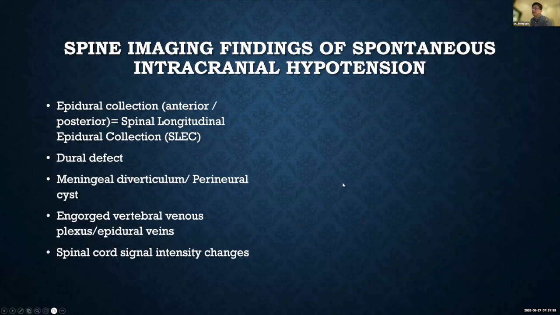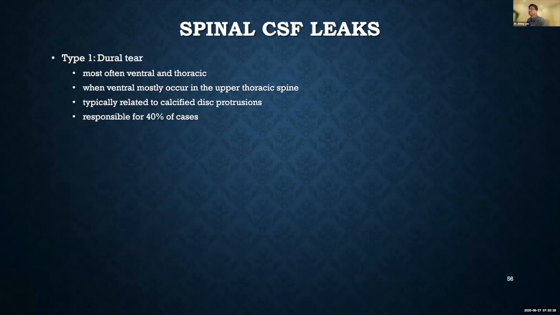Now, what about the spinal findings? Typically you have these long, extensive epidural collections. We call it spinal longitudinal epidural collection, or SLEC. You may see the dural defect. You may see meningeal diverticulum, perineural cyst. Sometimes you can see engorged venous plexus, venous veins. And occasionally spinal cord signal abnormalities.